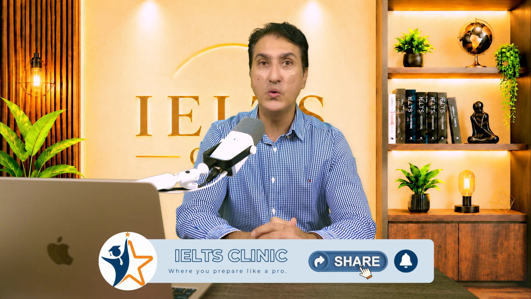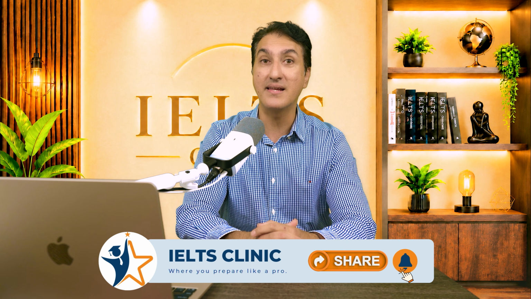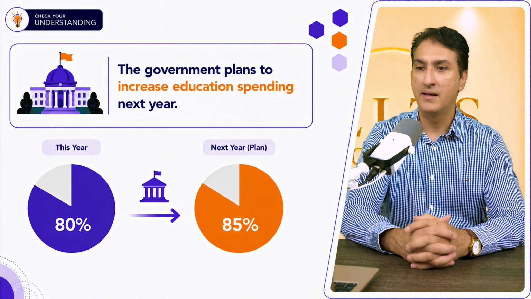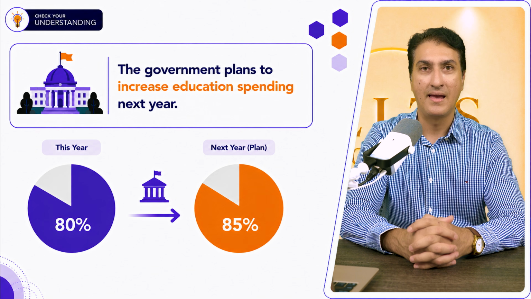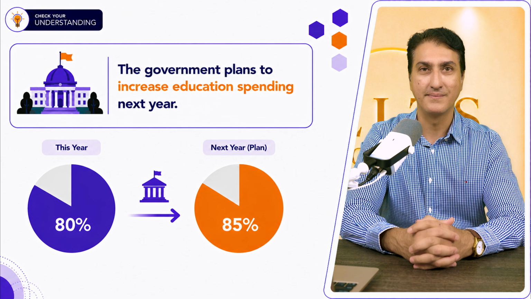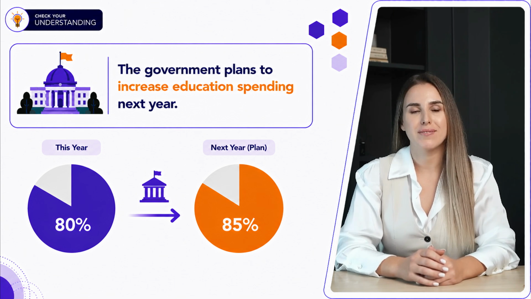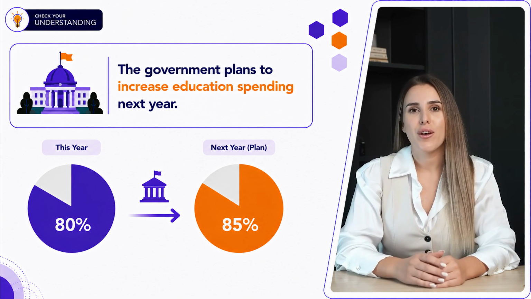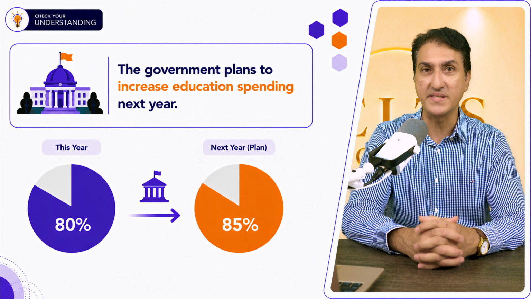So far, we have looked at situations where something changes naturally. Now let's look at a different kind of example. The government plans to increase education spending next year. Anna, who's doing the action here? Take a moment to think. Students, before Anna answers, think about your answer too. The government. They're increasing the education budget. Exactly. The government performs the action.